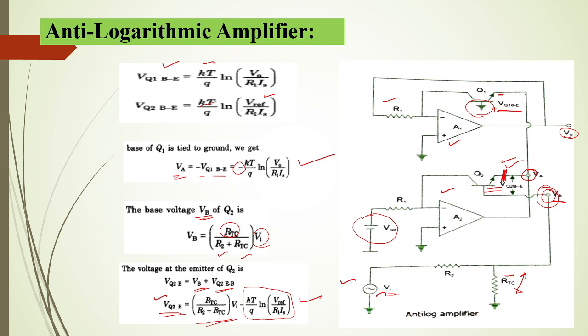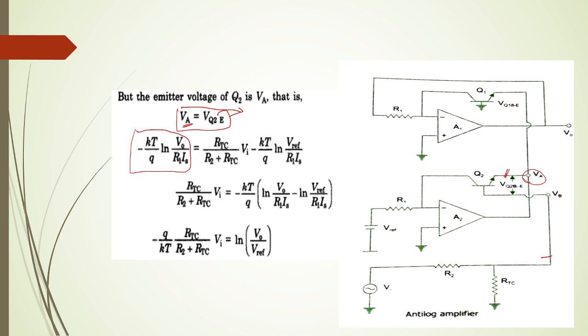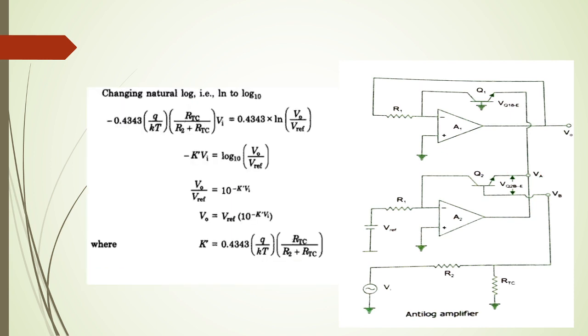So we are equating these two equations and we are finding the value of RTC divided by R2 plus RTC into VI, right? Here we have KT by Q, which is common; here also KT by Q. Rearrange the equation and bring it to one side. So it is ln of V0 divided by R1 into IS minus ln of V reference divided by R1 into IS. So here it is ln A minus ln B, which we can write as ln A by B. So R1 and IS get cancelled. So we are getting only the final one.